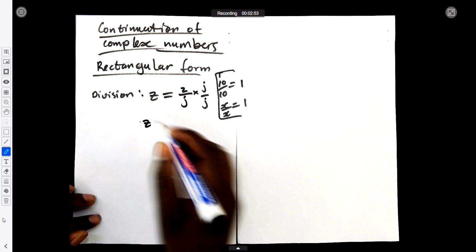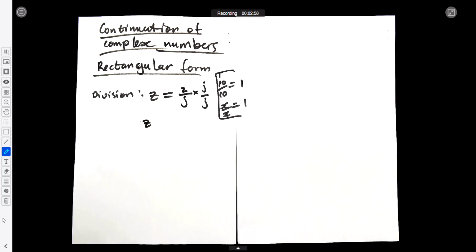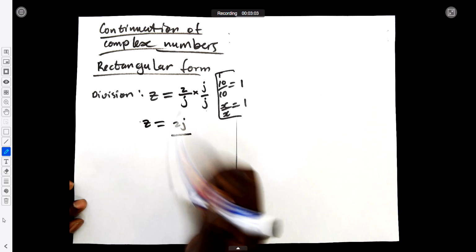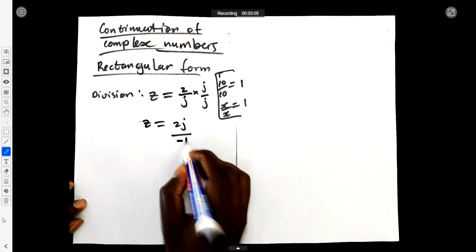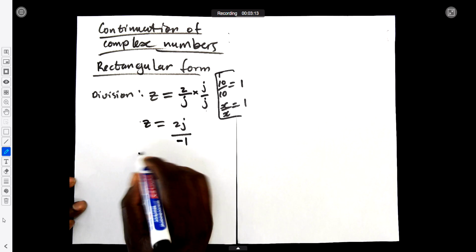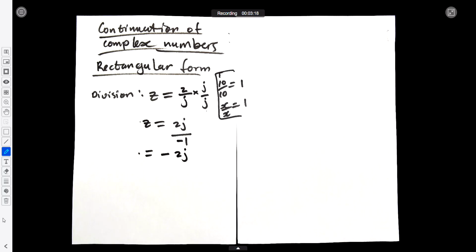So in that case, when we simplify, 2 will multiply j according to fractions. Numerator multiplies numerator, denominator multiplies denominator. So we'll have 2j all divided by j squared, and j squared is equal to -1. So j times j is j squared, and j squared is -1. Then you'll see your answer is 0 minus 2j, so the 0 is the real part and the -2 is the imaginary part.